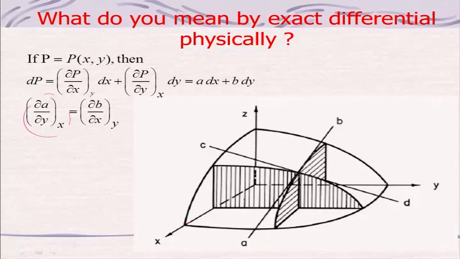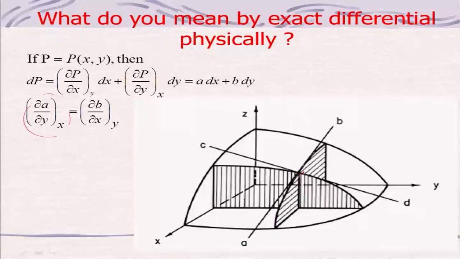And when I say that y is constant, that means this plane, and ∂b/∂y and ∂b/∂x, basically, it is changing with respect to x direction and this constant. So both are at the same point. Therefore, it is an exact property. So this is the physical interpretation I have shown you, so that you can have a feel.